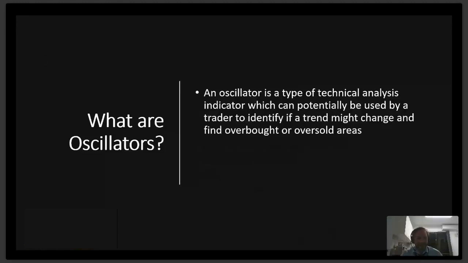Hello, everyone. So, an oscillator is a type of technical analysis indicator which can potentially be used by a trader to identify if a trend might change and, we'll go over this a fair few times, find overbought or oversold areas.